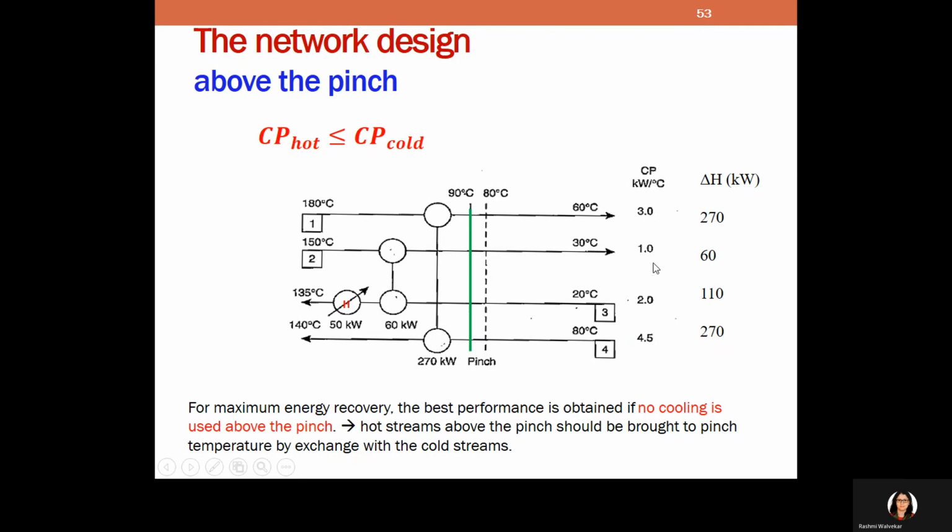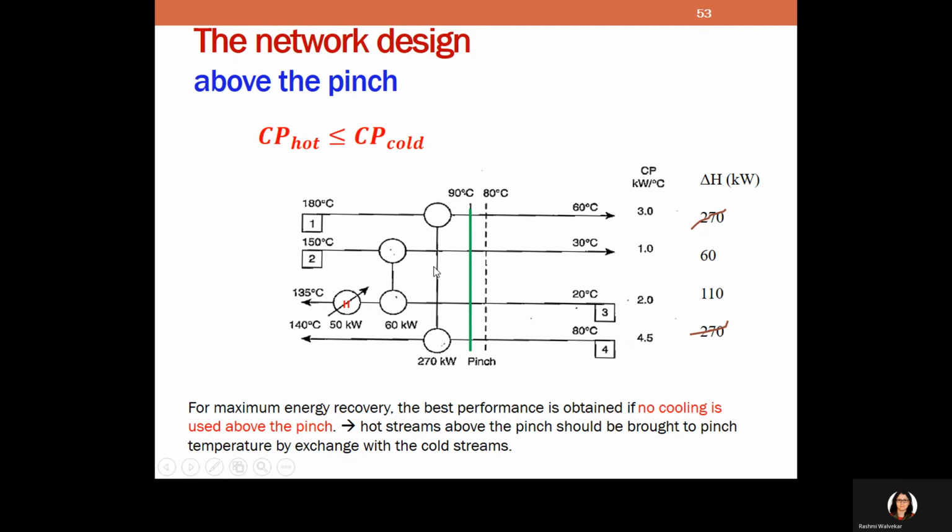But if you choose 2 and 3, the maximum is again 60. So that's why we select the 270 and 270. Both streams exchange the heat, so that enthalpy is already used up here. So we draw a heat exchanger here connecting stream 1 and stream 4, and you need to write here the kilowatt that is being exchanged, 270.